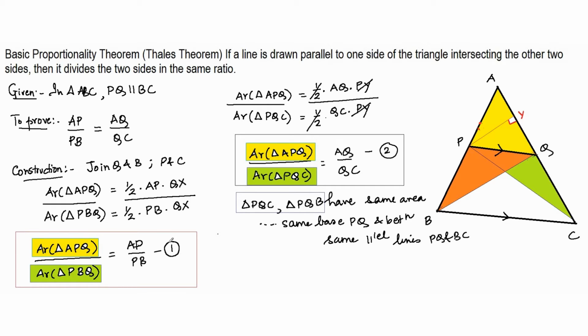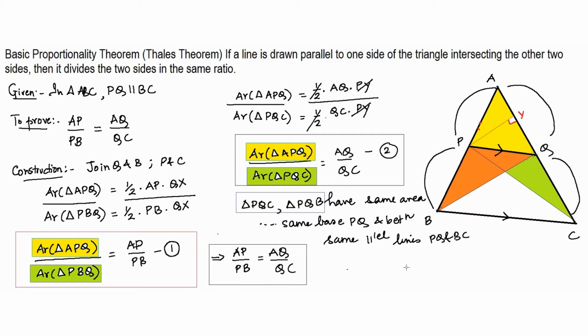For in both the equations the left hand side is equal, which implies that the right hand side should also be equal, and therefore I can say that AP upon PB should be equal to AQ upon QC. Hence AP upon PB is equal to AQ upon QC. This is the statement for basic proportionality theorem, and we just discussed the proof for the given theorem. So pausing for a minute before I move on to the next theorem.